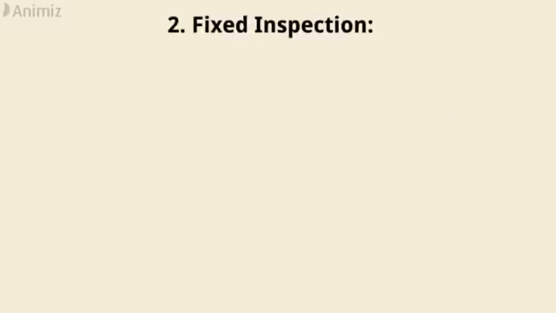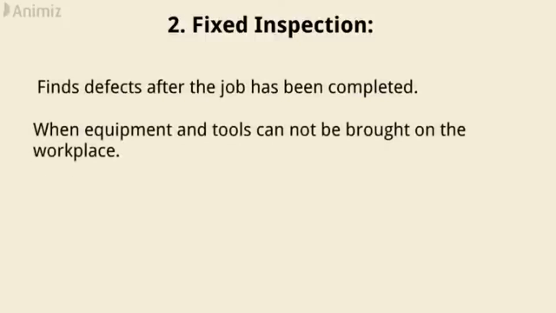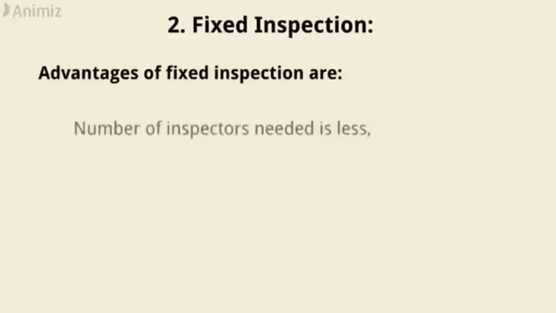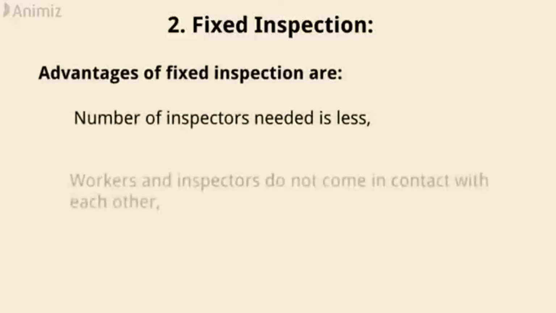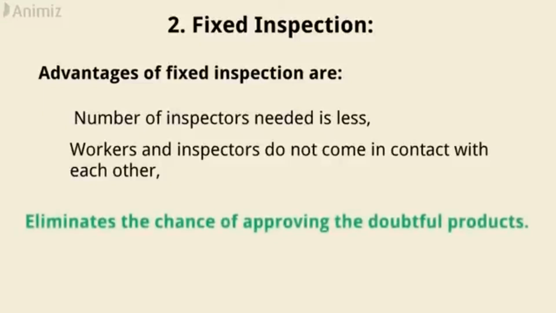2. Fixed inspection. Fixed inspection finds defects after the job has been completed. Fixed inspection is used when inspection equipment and tools cannot be brought to the workplace. In this case, workers bring the sample to a centralized position of the workplace, at intervals, to check the quality. Advantages of fixed inspection are that the number of inspectors needed is less, and workers and inspectors do not come in contact with each other, thus it eliminates the chance of approving doubtful products.